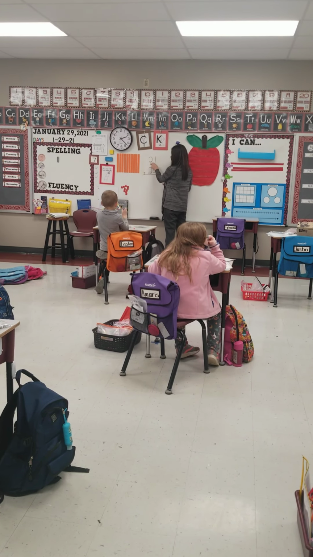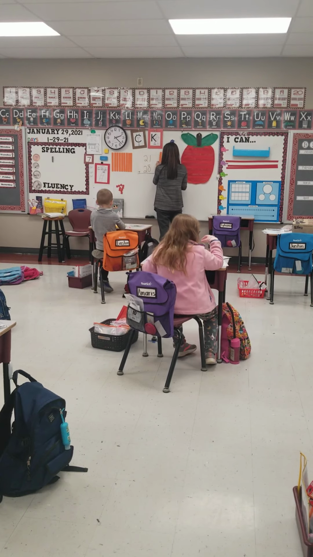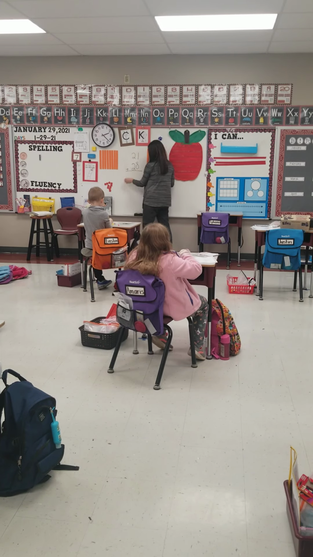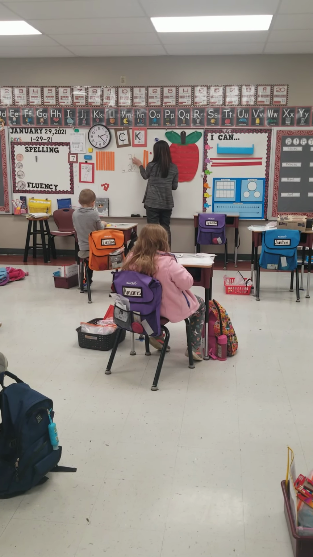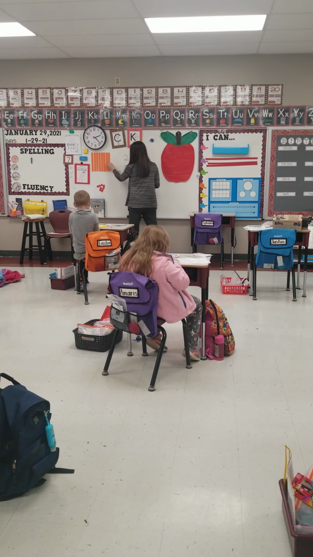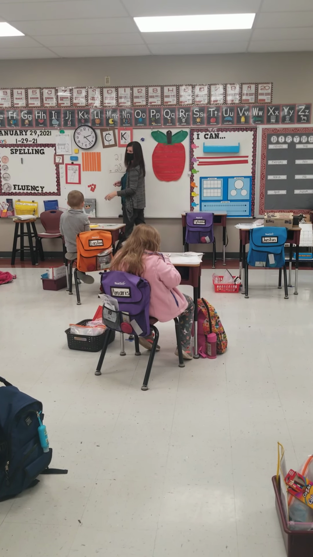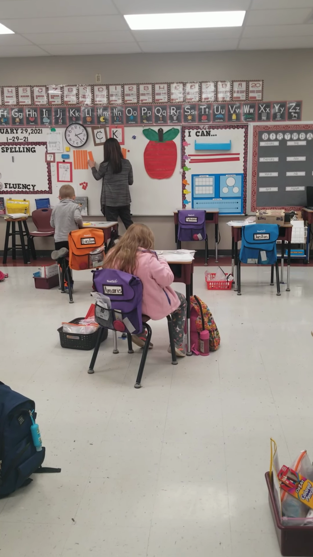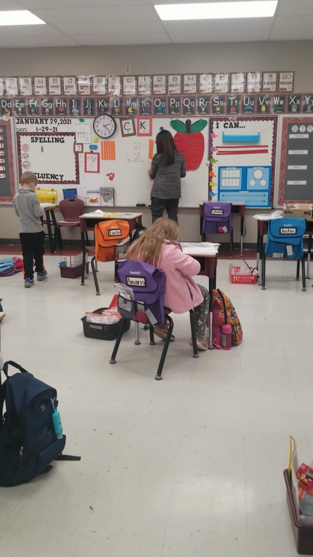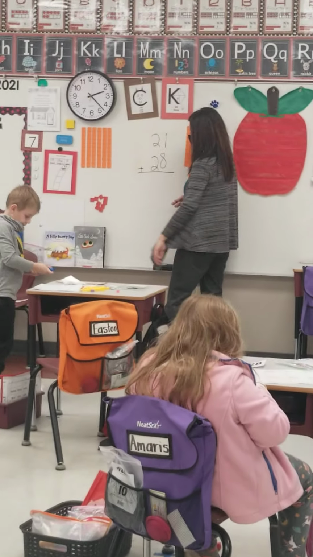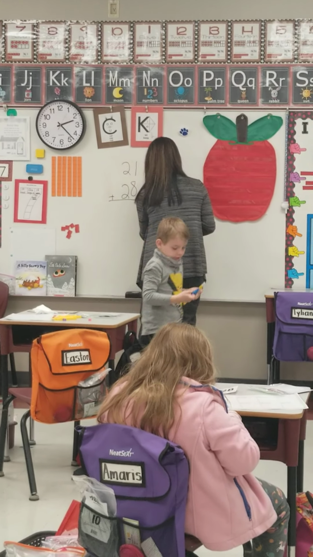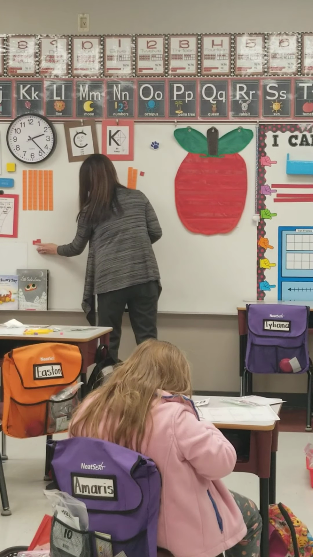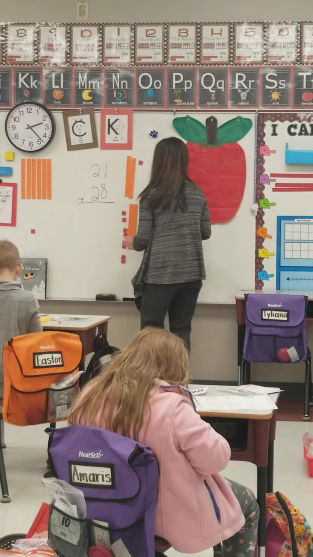So with 21, how many 10s is that? 2 10s. And how many 1s? 1. So there's 21. And then 28, how many 10s is that? 2 10s. Okay. And how many 1s? 8. Okay. 1, 2, 3, 4, 5, 6, 7, 8. So how do we add these together now?